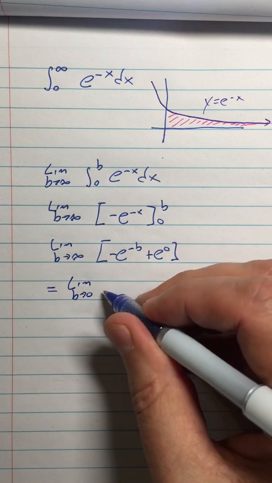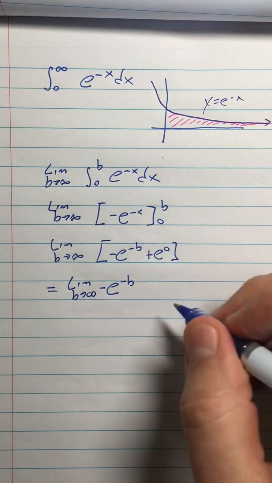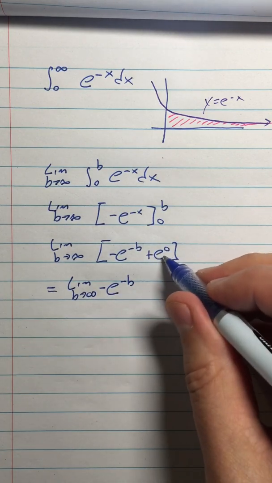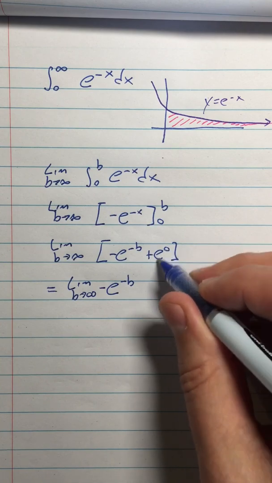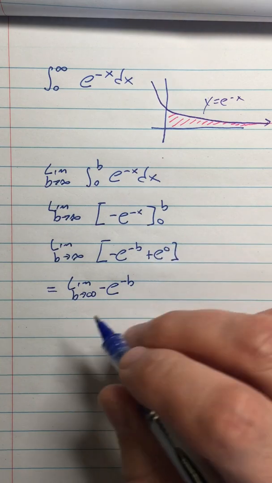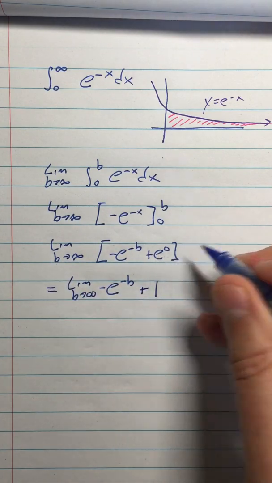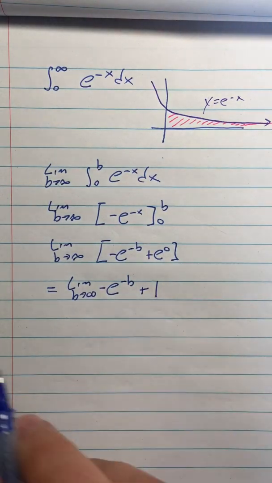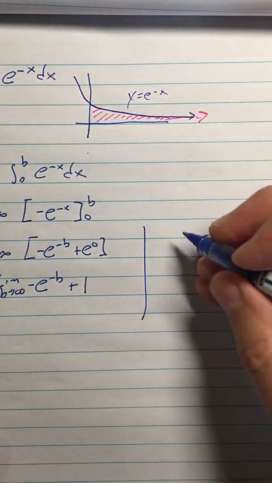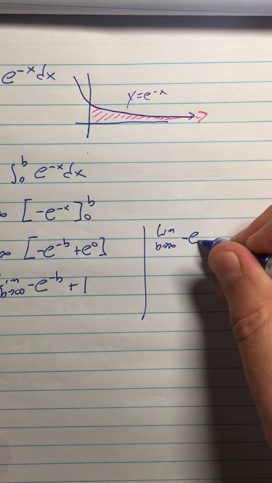The limit as b approaches infinity of negative e to the negative b, and then this one is just 1. Since this expression is constant with respect to the variable b, that limit is just going to be 1. E to the 0 is 1, no matter what the b is. All right, so the next thing is to get a handle on what that is. What is the limit as b approaches infinity of negative e to the negative b?